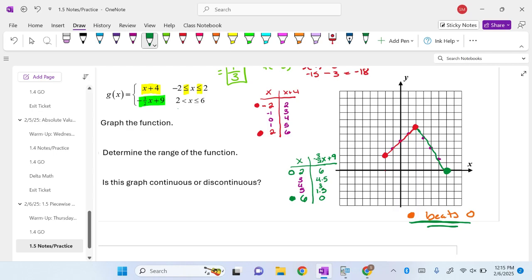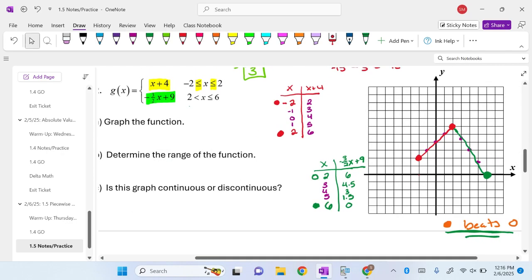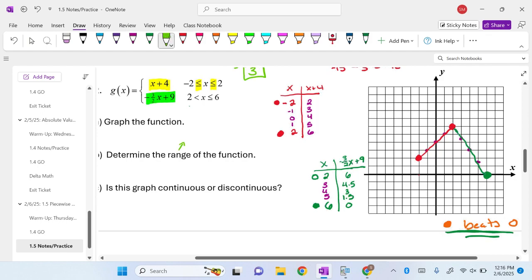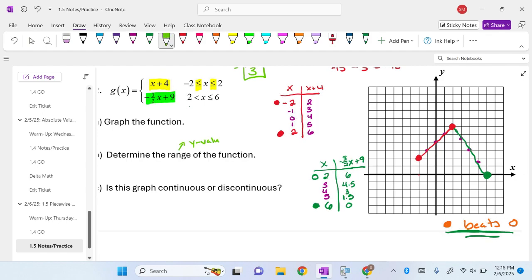Now, let's determine the range of the function. So range means what? So when we say range, what am I talking about? The y values. So remember, we want from the lowest y value to the highest y value. So what's my lowest y value? 0, which is right here. This is my lowest y value.